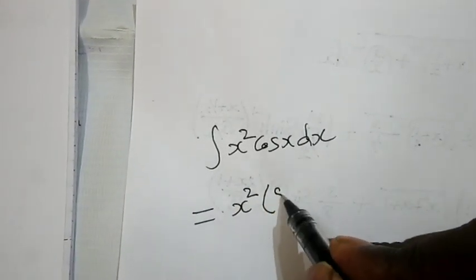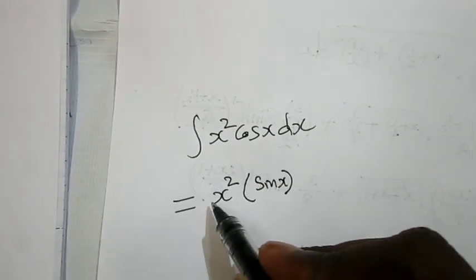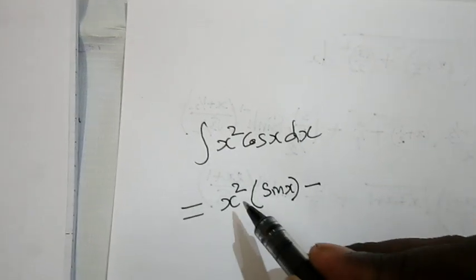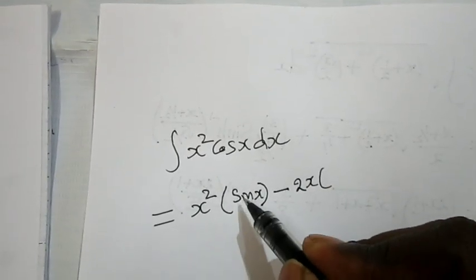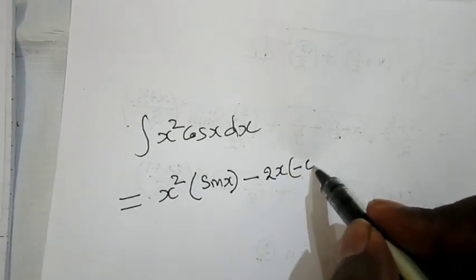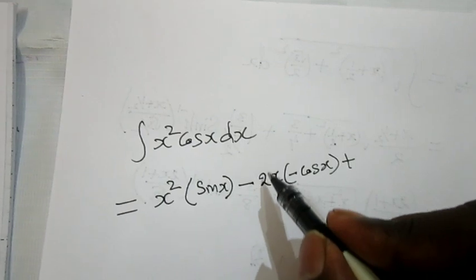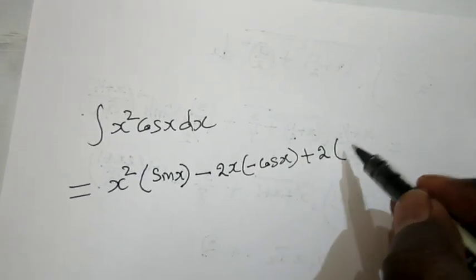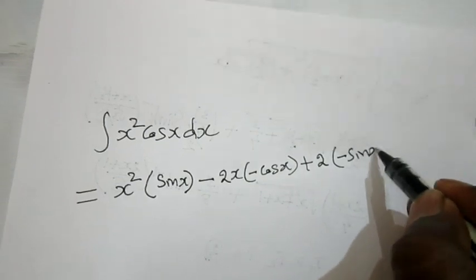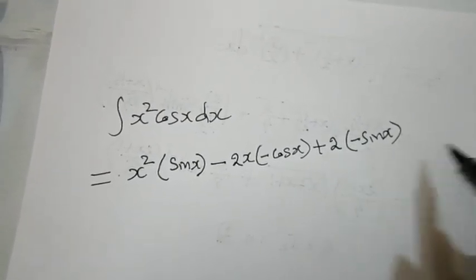Integration of cos x is sin x, alternately plus or minus. So first plus, next minus. Differentiate x square, it is 2x. Integrate sin x, the integral is minus cos x, and next minus after that plus. The derivative of 2x is 2. Again, you integrate minus cos x, giving minus sin x, and then you differentiate 2 and get 0, so this is over. So this is Bernoulli's method.